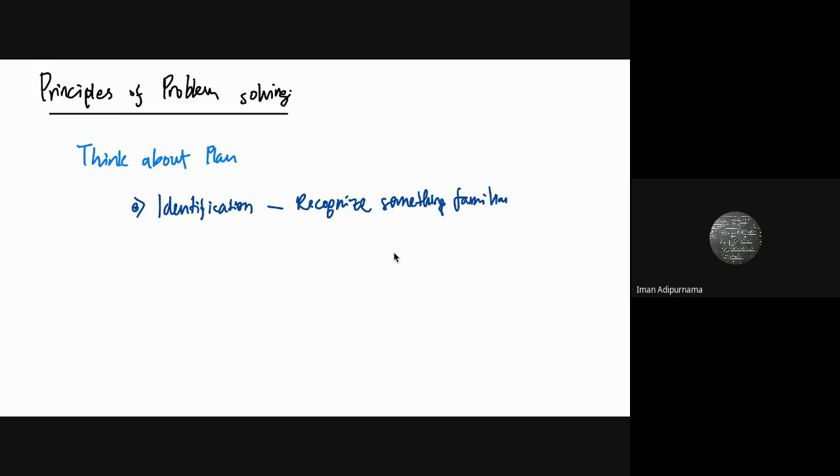So whenever you have a question in an exam or anything that comes up in your real life situations, first you need to think of a plan. Okay, don't rush to solve something. Do you recognize those things as something that happened before, something familiar, right? So first it's identification, and second, recognize pattern.